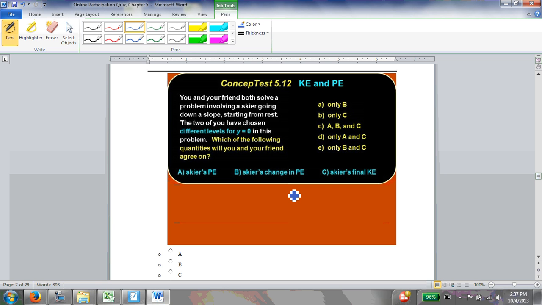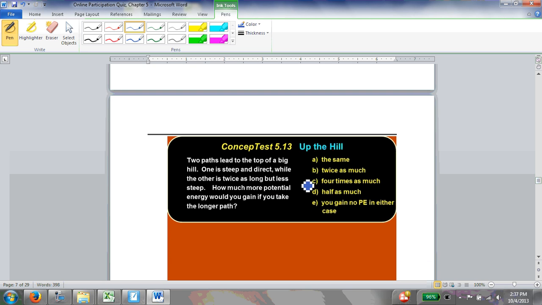You and your friend both solve a problem involving a skier going down a slope, starting from rest. The two have chosen different levels for y equals 0. Which of the following quantities will your friend agree on? I'm going to skip this one, actually. Let's just skip it. It's not terribly important.